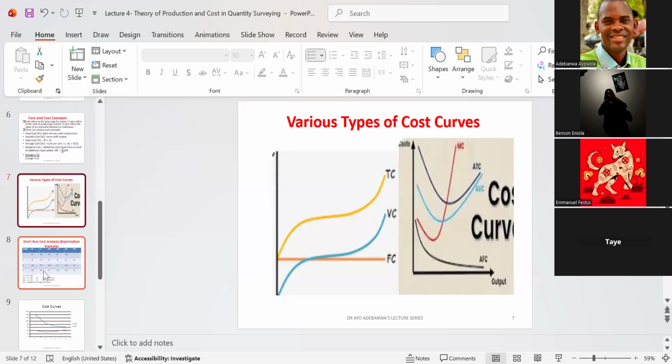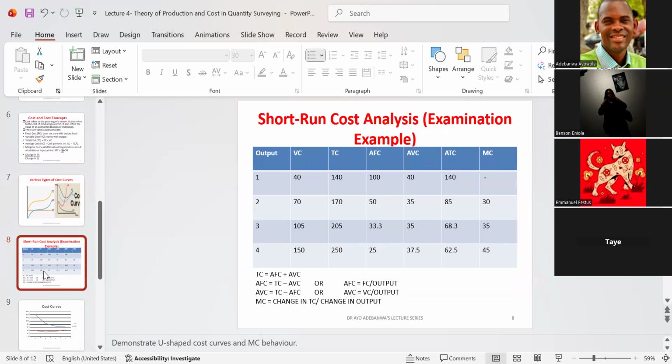Okay, now let's look at this other slide. Here I've given you a worked example where you have the table. I can omit any figure here and ask you to calculate it. It's very simple. You look at this formula, look at the formulas I put under here.